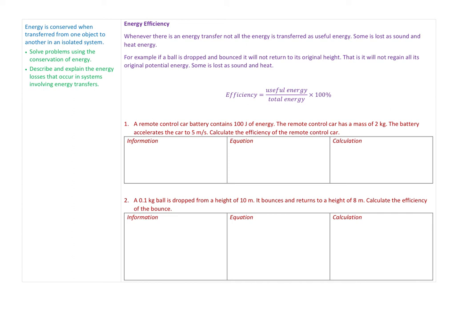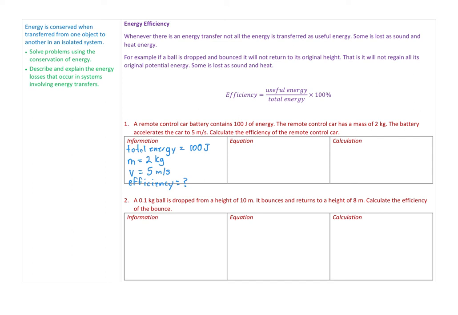So what's the question telling us? Well, the battery contains 100 joules of energy. So that's telling us that the total energy available is equal to 100 joules. That's telling us the mass is equal to 2 kilograms and the velocity is equal to 5 meters per second. And I probably should have put more significant figures here. And it's asking us to work out the energy efficiency. So that's our unknown.